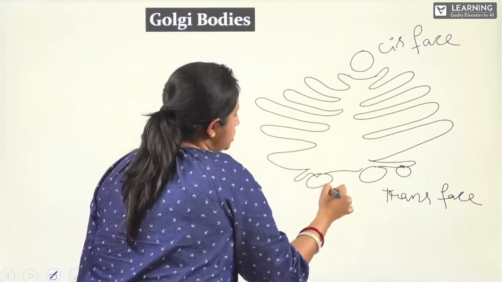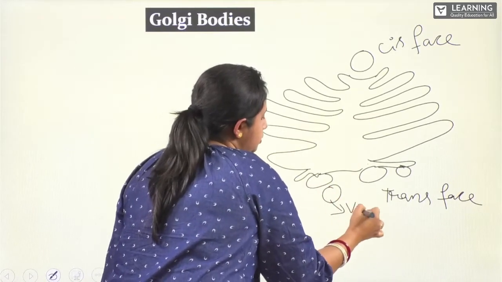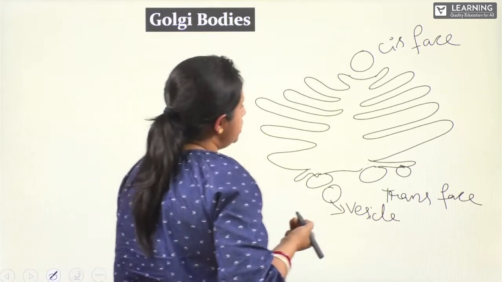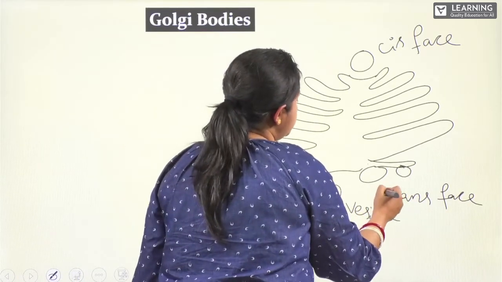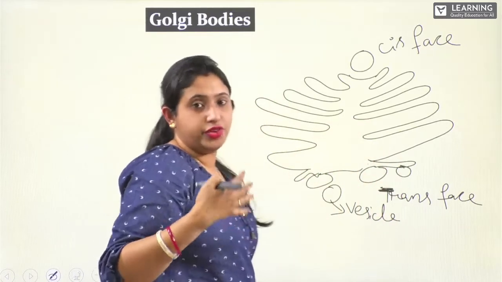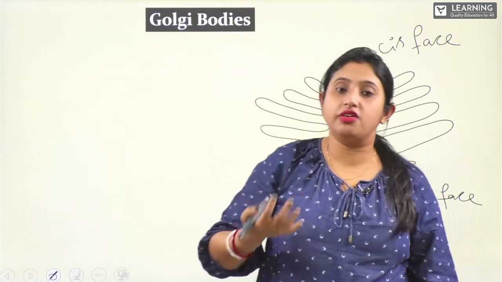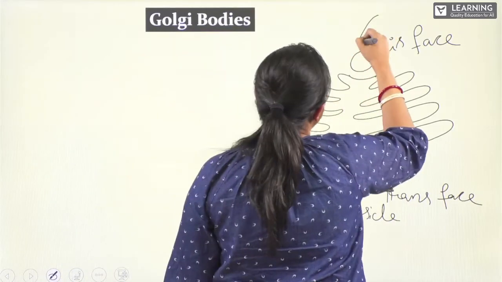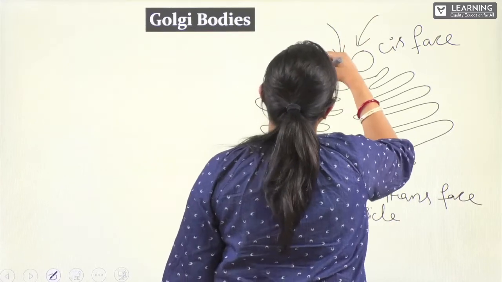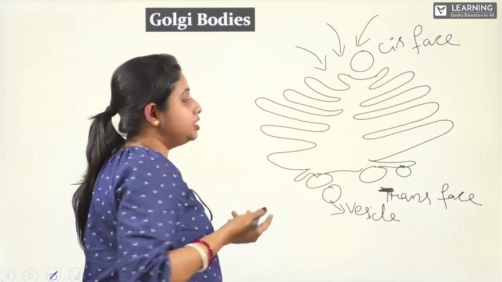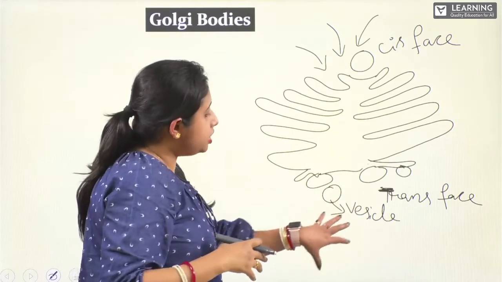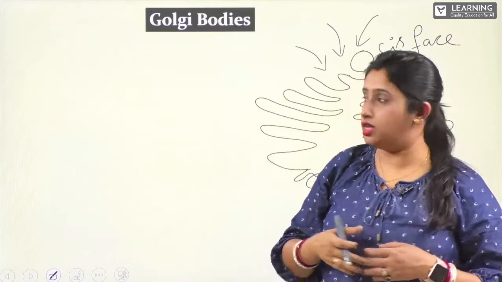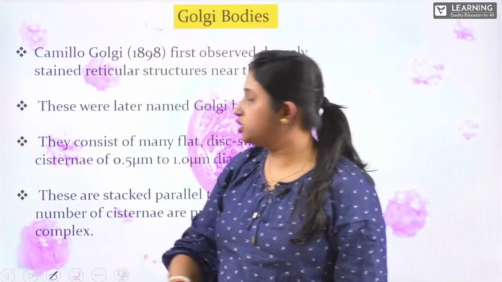These are the vesicles. These are the secretory vesicles, and they are responsible for the process of delivering. These vesicles are spherical in shape and they are responsible for delivering the proteins to the nearby cells. Through the cis phase, the protein is received. The vesicle brings the protein, and here the vesicle modifies it and delivers the protein to the nearby cell. So this is how the structure of the Golgi body looks.